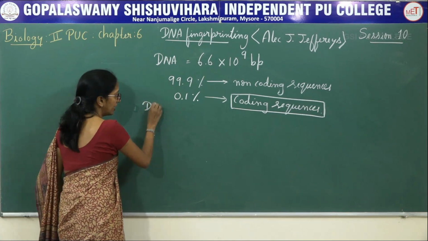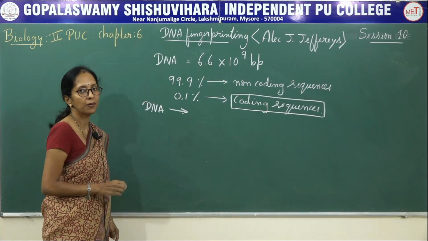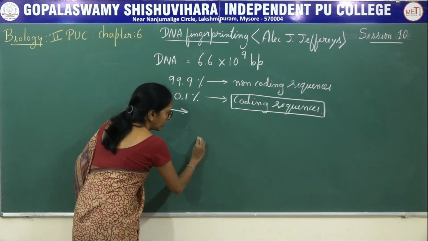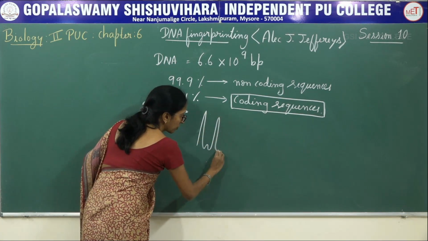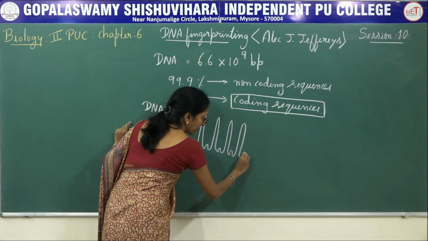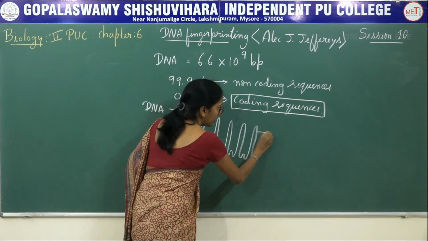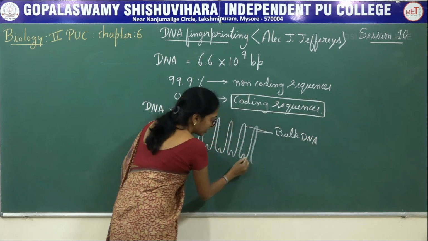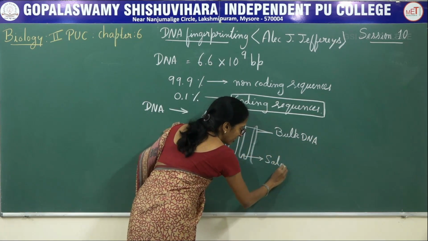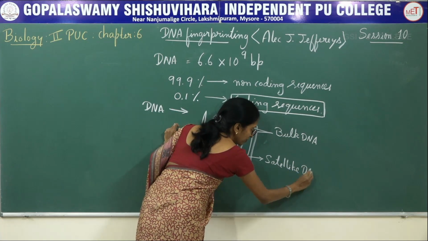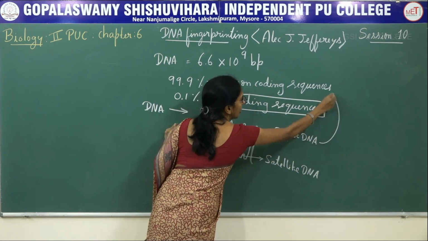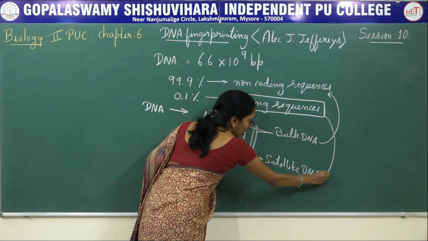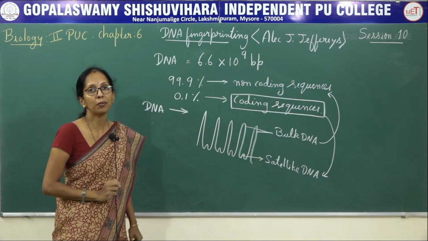Now, if the DNA is isolated and subjected to density gradient centrifugation, what happens? Here we will get two types of peak like this. This higher peak is said to be bulk DNA. And the smaller one is said to be satellite DNA. So this bulk DNA is nothing but 99.9% and this satellite DNA is nothing but only 0.1%.